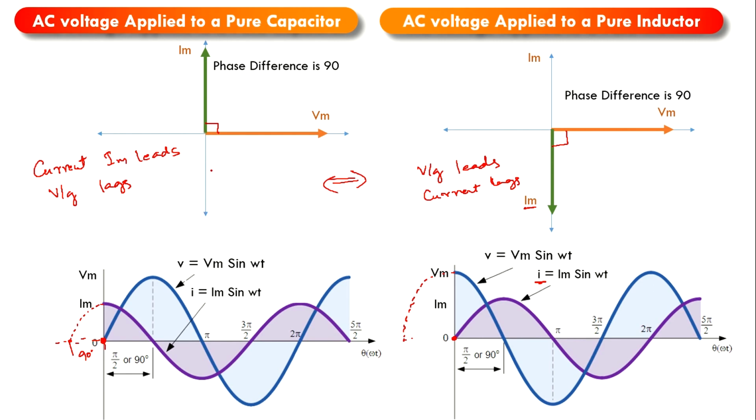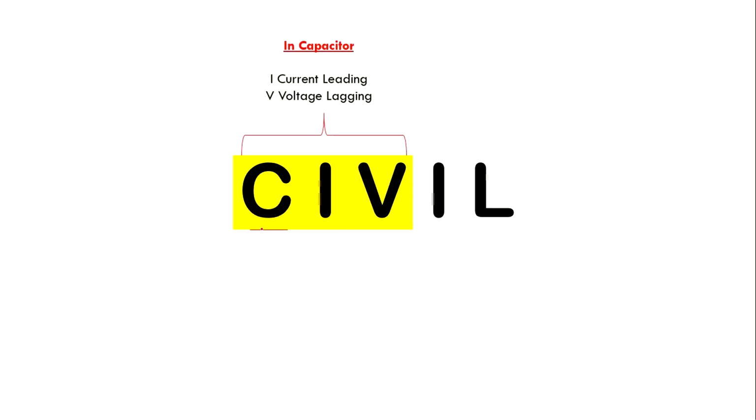Other than this method, we have an easy trick to remember the pure capacitor and pure inductor currents and voltages, that is with a keyword or code word called CIVIL, C-I-V-I-L. Here this first letter C represents the capacitor. You can remember it like this. This is with respect to the capacitor. First we have I, that is current, then we have V. It means in the capacitor, current is leading and voltage is lagging. So by looking at this, we can know that in a capacitor when we apply AC, current leads and voltage lags.